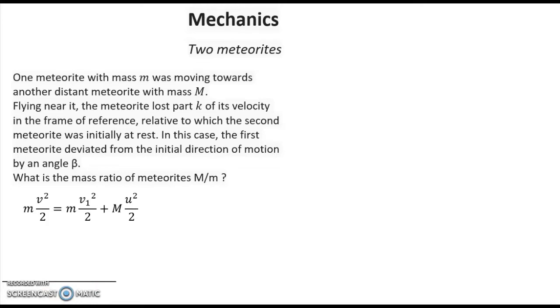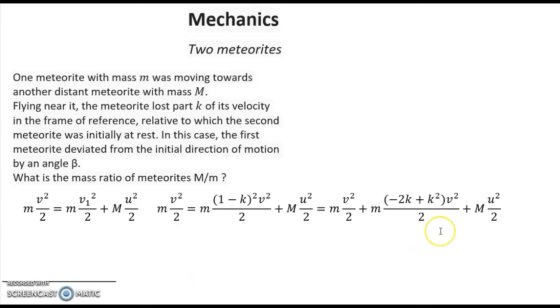Here we have on the left v, the initial velocity of the first meteorite. On the right we have v1, the final velocity of the first meteorite, and u, the velocity of the second meteorite after interaction. And since the first meteorite lost part k of its velocity, we can rewrite this equation in the form represented here. After some subtractions, like this one and this one, we can write this relation.